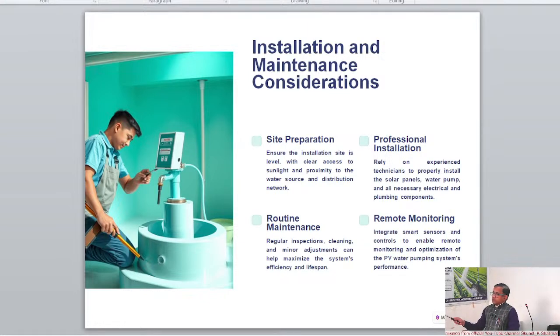Another important part is maintenance. Routine maintenance is required. Regular inspection, cleaning and minor adjustments can maximize the system efficiency. If you take preventive maintenance after 1 or 2 months, then the life of the pump will be longer. In this case, you can apply wiring or network remote monitoring, and you can apply it from your room. Another option is integrated sensors, Wi-Fi, or machine learning, which you can apply here.